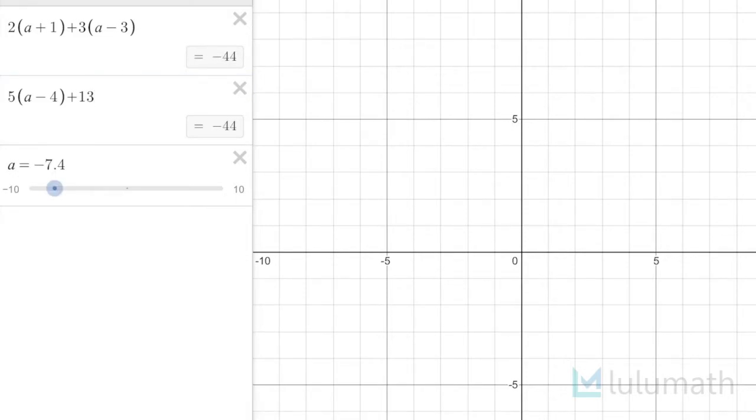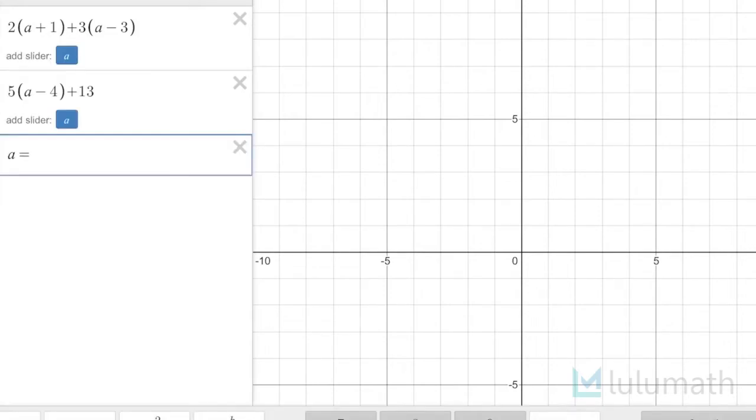Negative 7.4, I get negative 44 on both sides. 10, I get 43 on both sides. It does not matter what my a value is. I always end up getting the same answer on both sides, which means that any solution will work here. And like we said, a could be any random number. It doesn't even have to be a rational number. So I could even use pi.